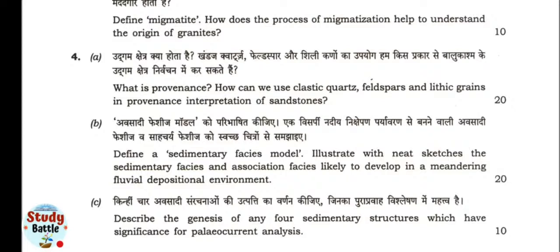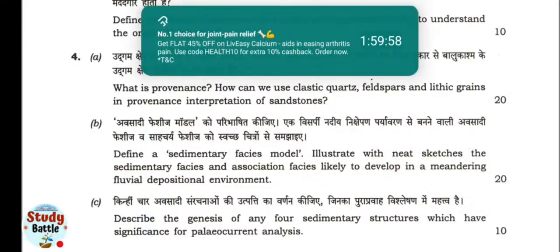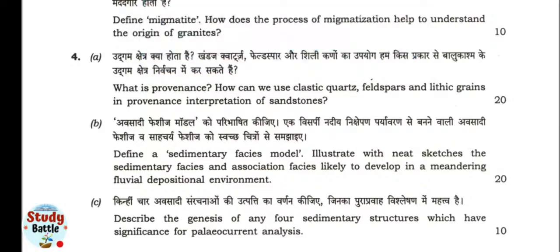When we talk about the whole journey, from transportation to deposition, that whole journey is known as provenance study. You also have to use the clastic components: how can we use clastic quartz, feldspar as well as lithic grains in the provenance interpretation of sandstones?